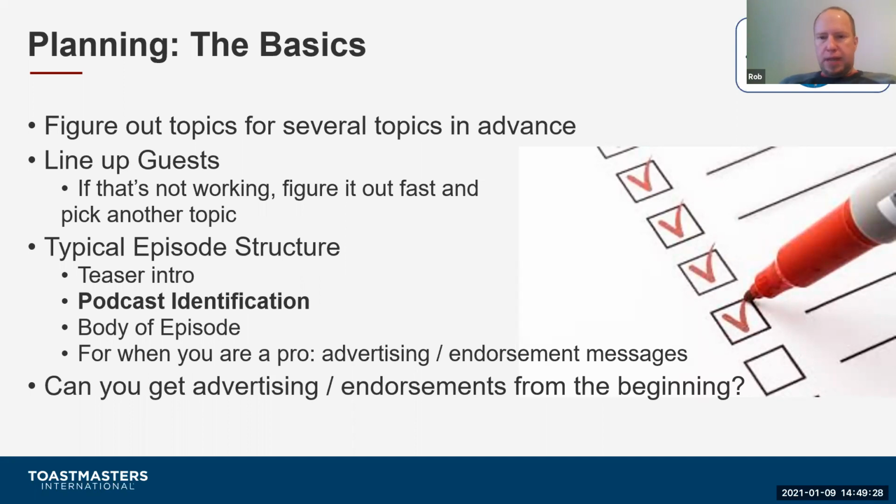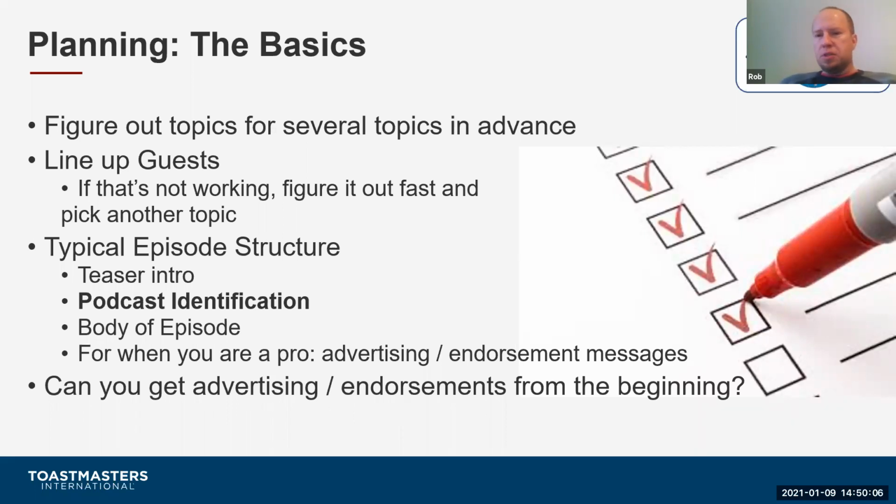First, you do want to figure out the topics, several topics in advance. That was a good move I made. I might have planned it out a little bit too far, but depending on what you're going to do, if you're going to do, say, 60 minutes for the Toastmaster project, and you know you want each episode to be about 20 minutes long, well, then you need to plan out 3 topics. Line up your guests. Get your guests lined up soon. And again, if it's not working, if you can't get people to commit, if you can't get it scheduled, figure that out fast and pick another topic. This is one of the first things that you want to do if you're going to have guests.